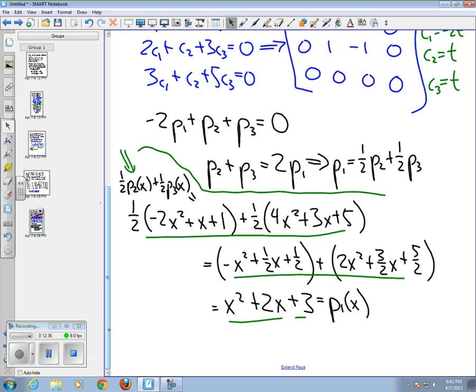So we have then shown that P1 can be represented as a linear combination of P2 and P3. And that concludes our second video and last video on linear dependence and independence.